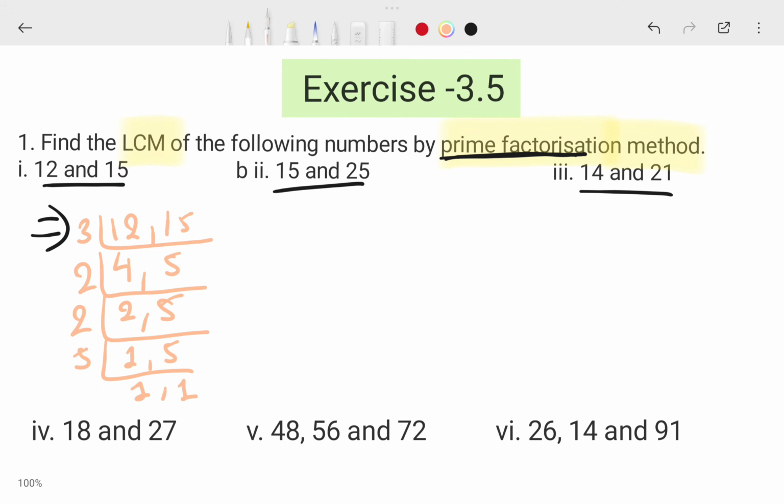That's over. Now you don't have to do anything else, just multiply all of these. Here it is 3, 2, 2, 5, and then 1 and 1. When the 1s are there, just multiply. 3 twos are 6, 6 twos are 12, 12 fives are 60. So 60 into 1 is 60 only.